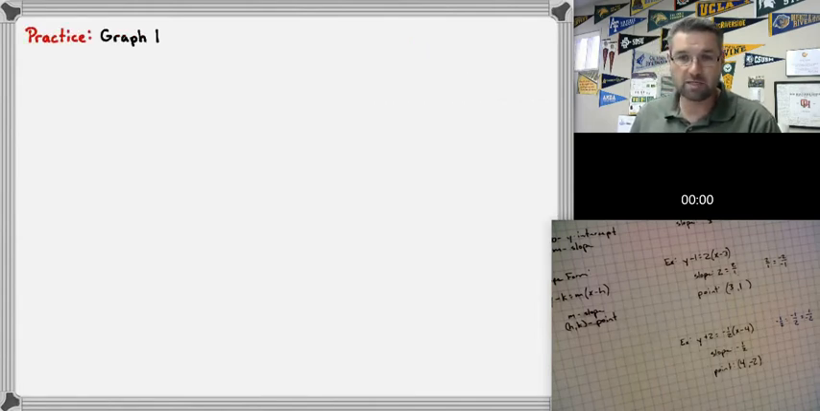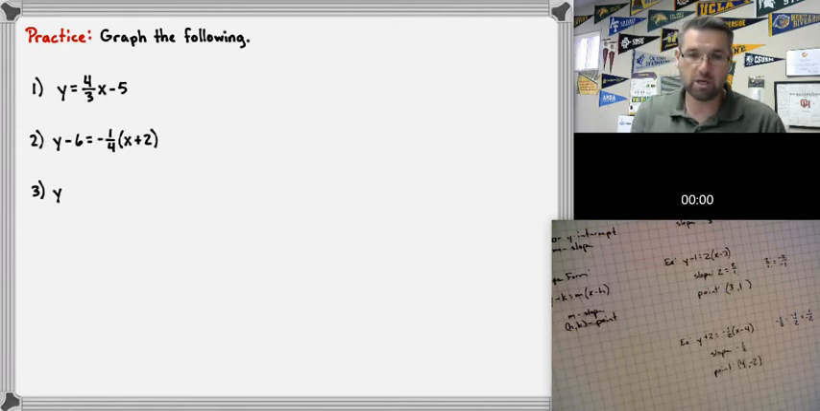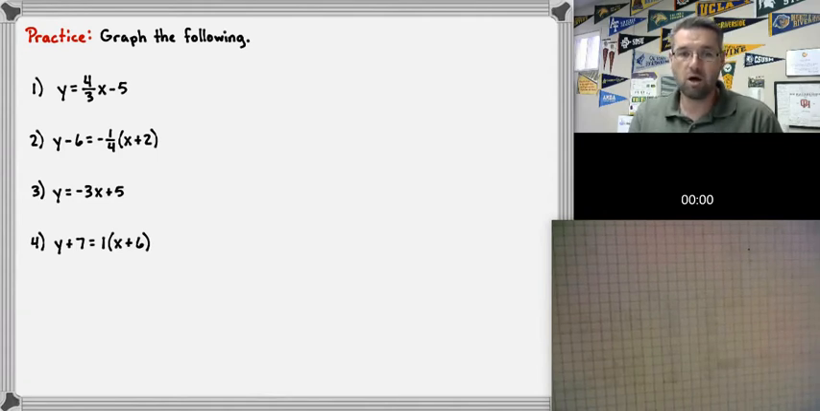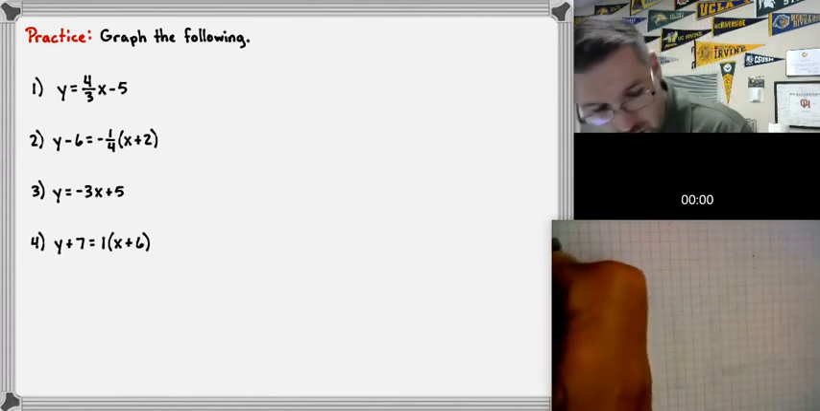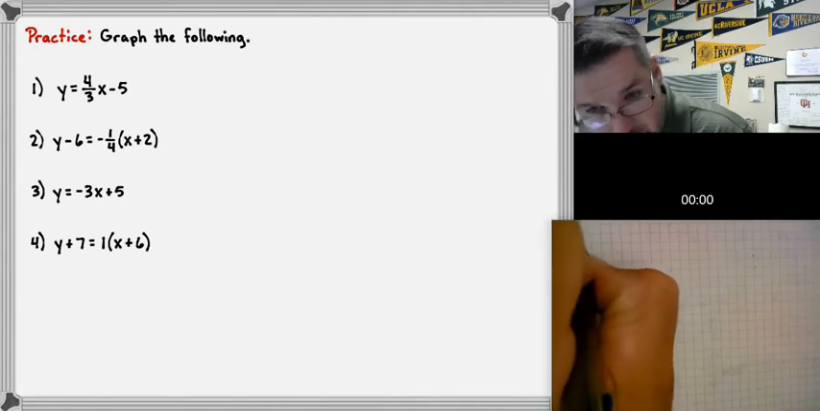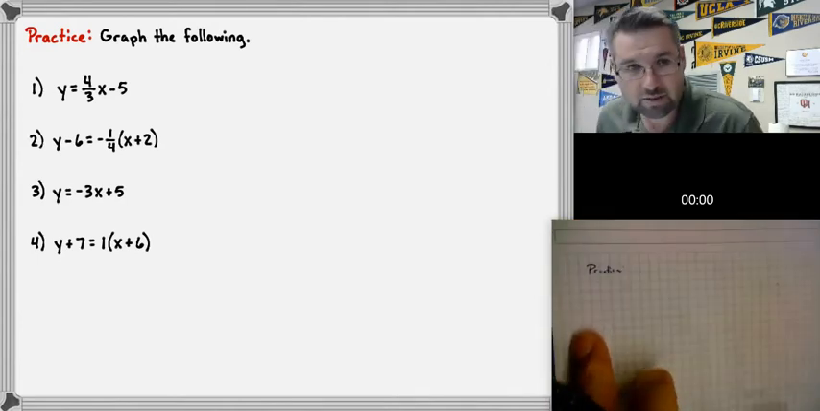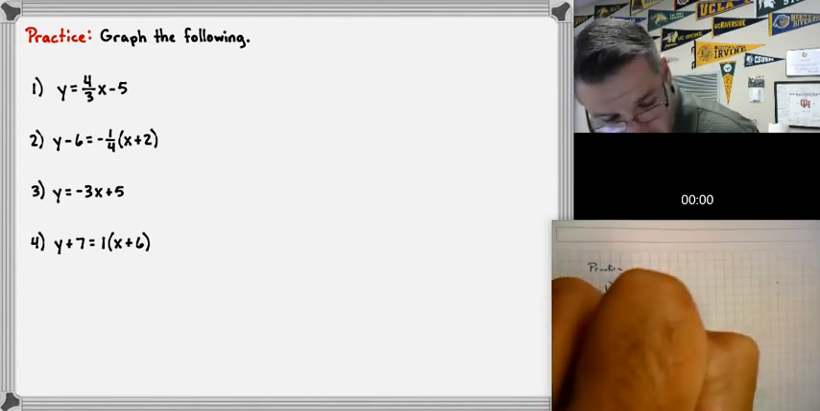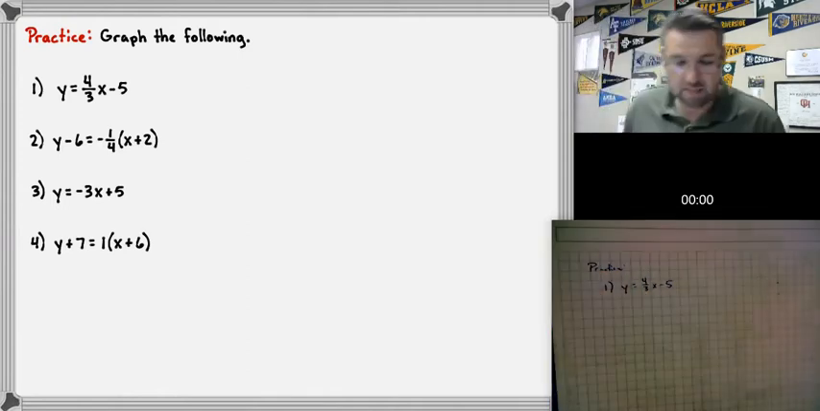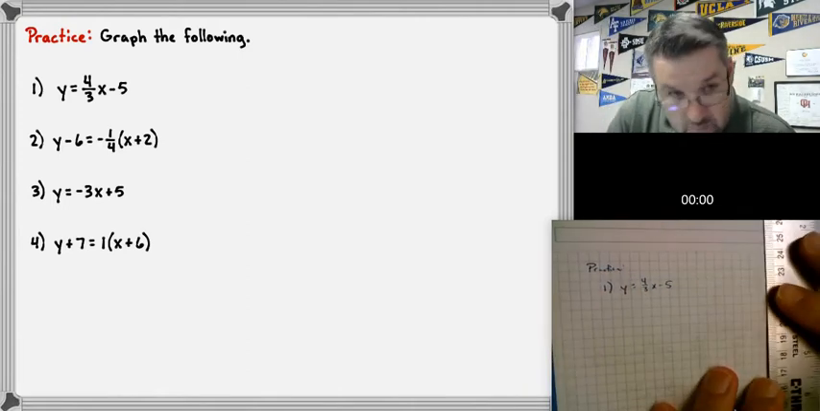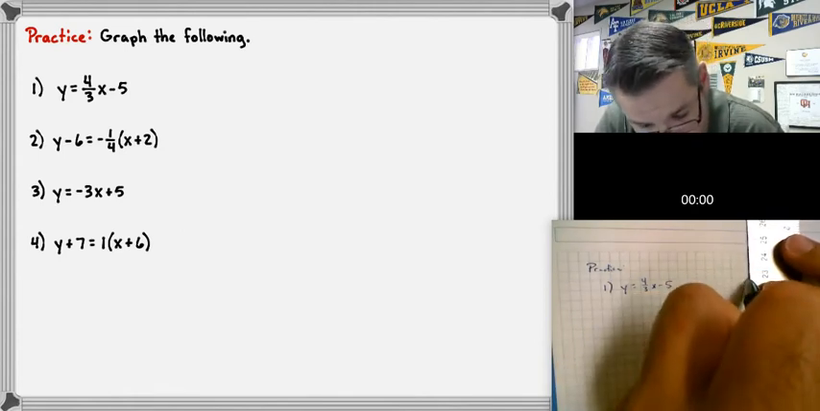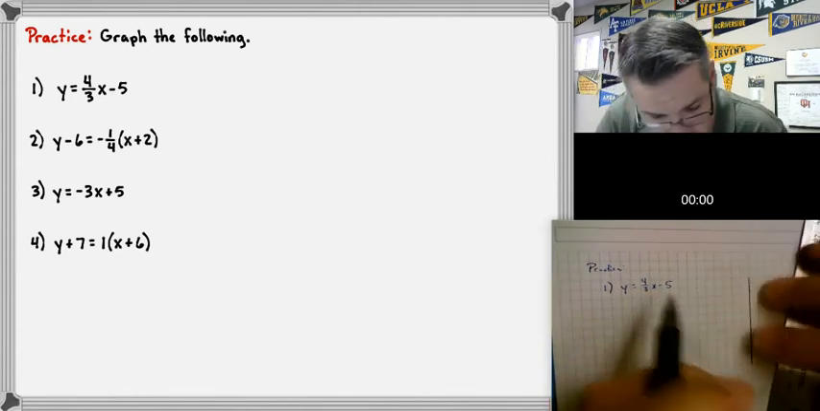Here are your practice problems. Remember, practicing goes on the left-hand side of your notebook. So I'm going to go ahead and flip my notebook over, and I'm going to do these problems on my graph paper here. So for practice problem number 1, we've got y equals 4/3 x minus 5. You should probably pause the video and do it yourself to see if you know how to do it, and then come back and watch the video to make sure you're good.